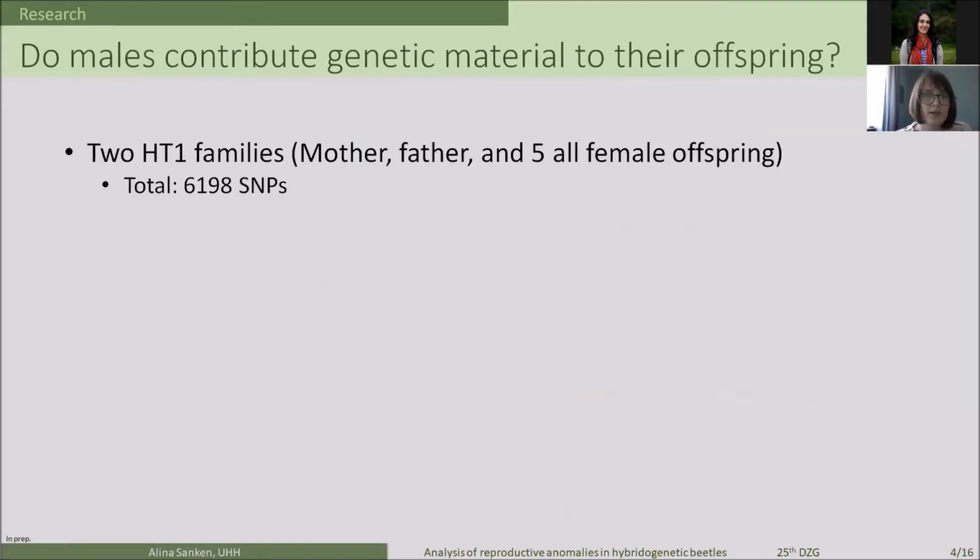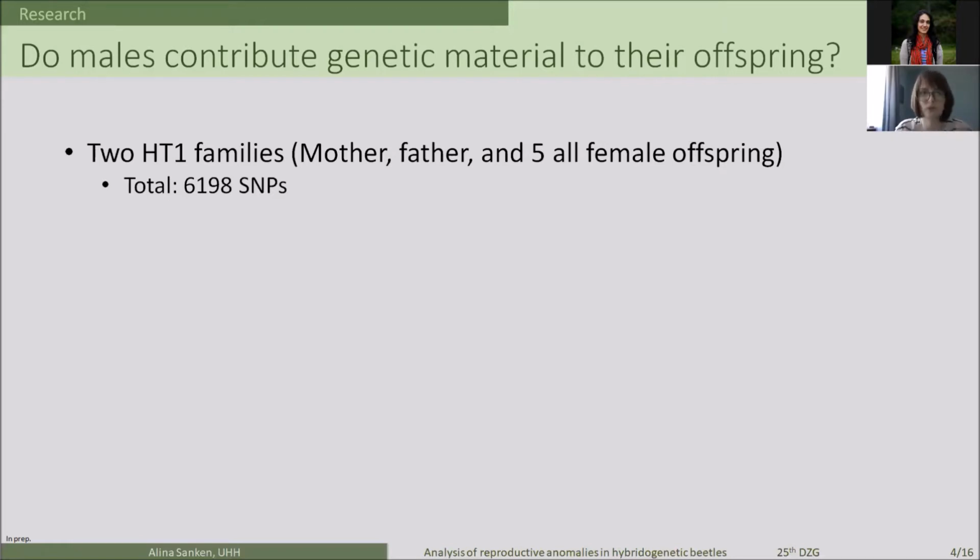So I started off with two haplotype 1 families, a family meaning here that we have the mother beetle, the father beetle, and five offspring. In this case, because we're talking about haplotype 1, all the offspring I looked at were female, of course. In total, the program called just over 6,000 SNPs.